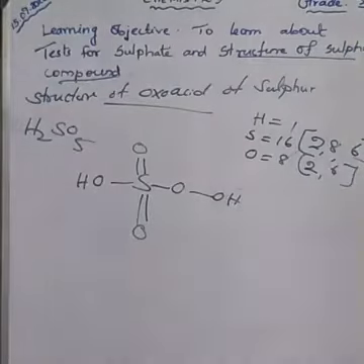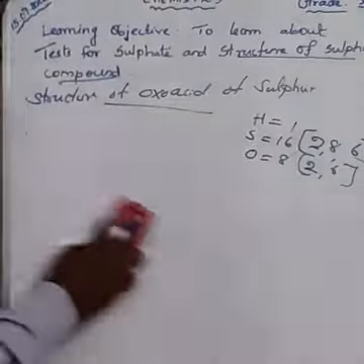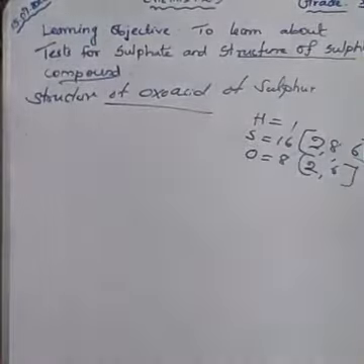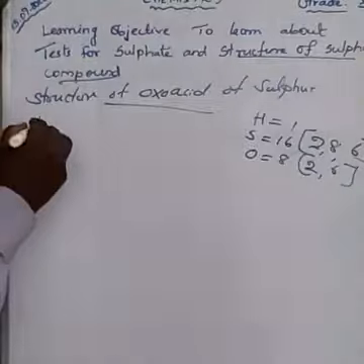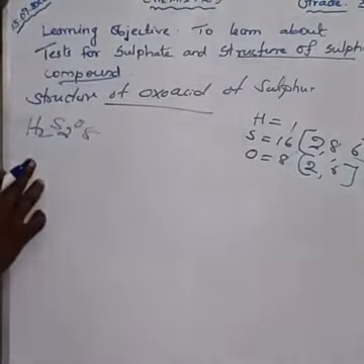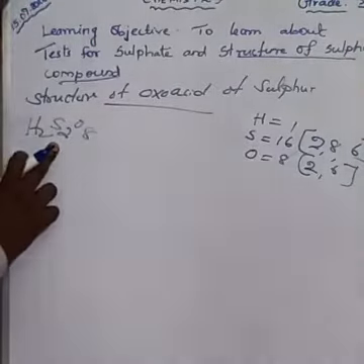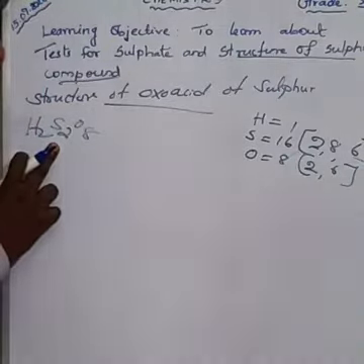Okay. Next one is peroxodisulfuric acid. The formula is H2S2O8. This is the formula for peroxodisulfuric acid. How can you draw this one? How much sulfur is there? 2 sulfur. Okay.